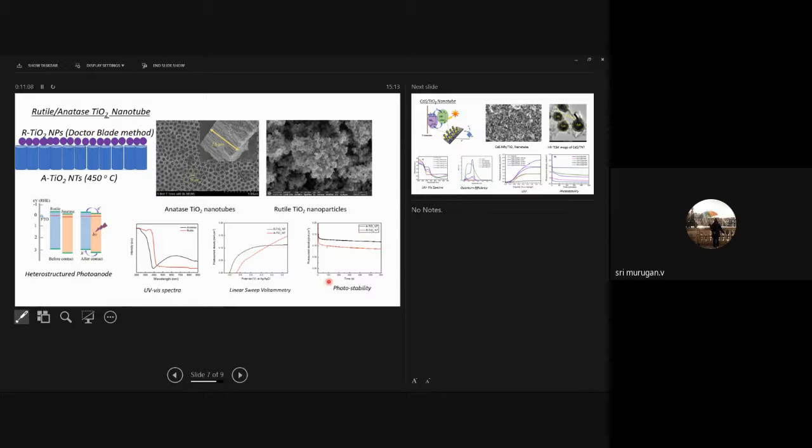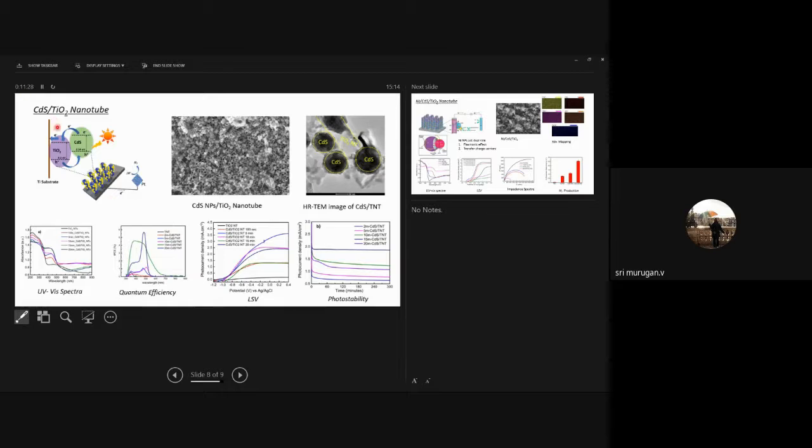Finally, we checked the photostability. It is very stable here. We conducted it up to 10 minutes, 600 seconds. It is so stable that there is no photocorrosion. This one is used as one of the photoanode materials in my experiment.